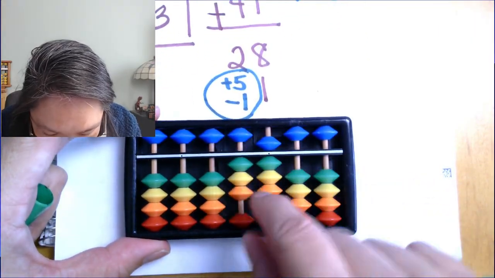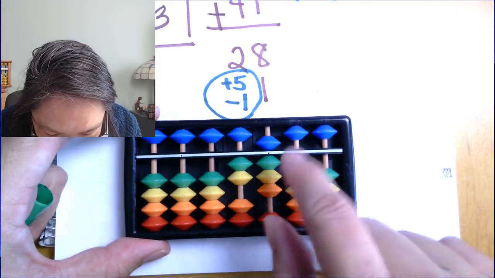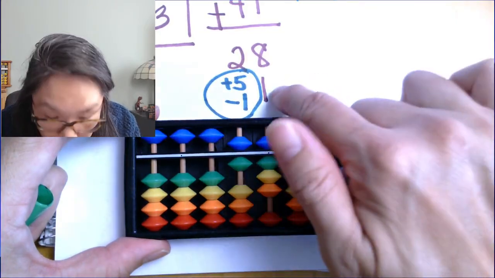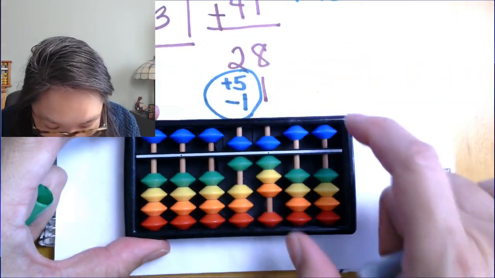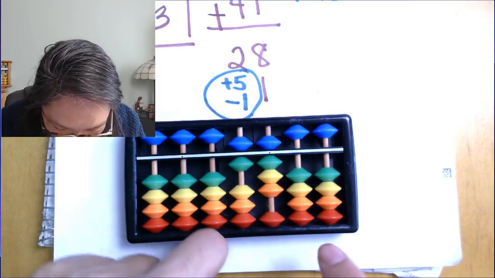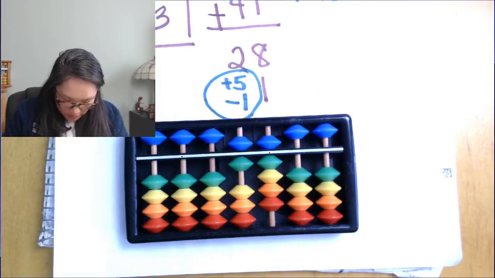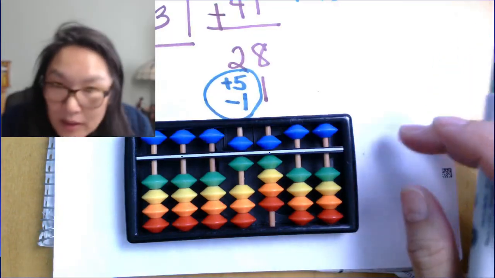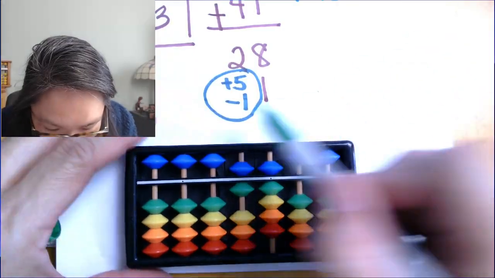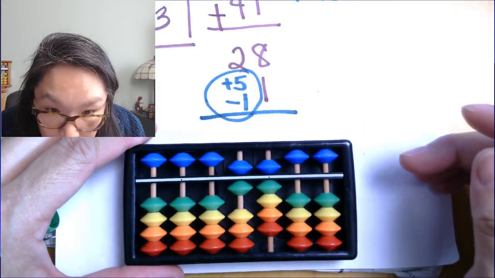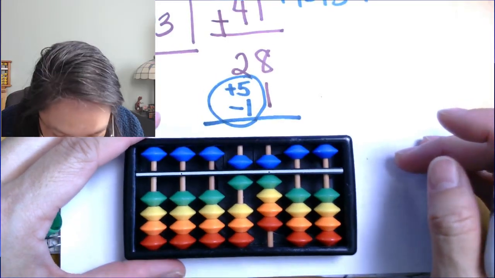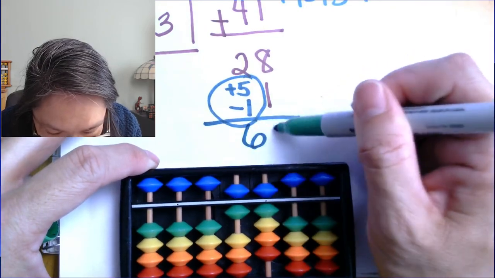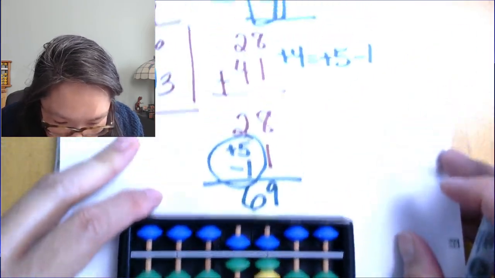I'll do that again. 28. I want to plus the 5, take away the 1. And then here, I'm going to add the 1. So all I got to do is, do I have enough? Yeah. All I got to do is just add the 1. There we go. I think that is another way. I think I'm going to keep this for a little bit. So then what's my answer? 69.